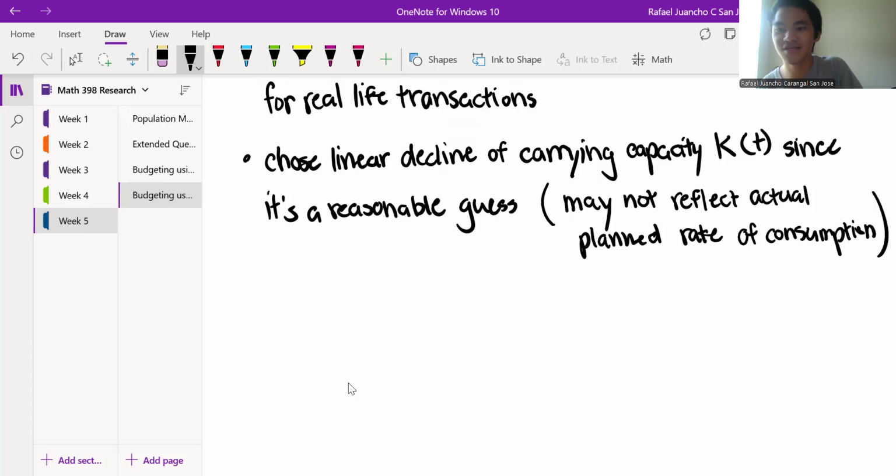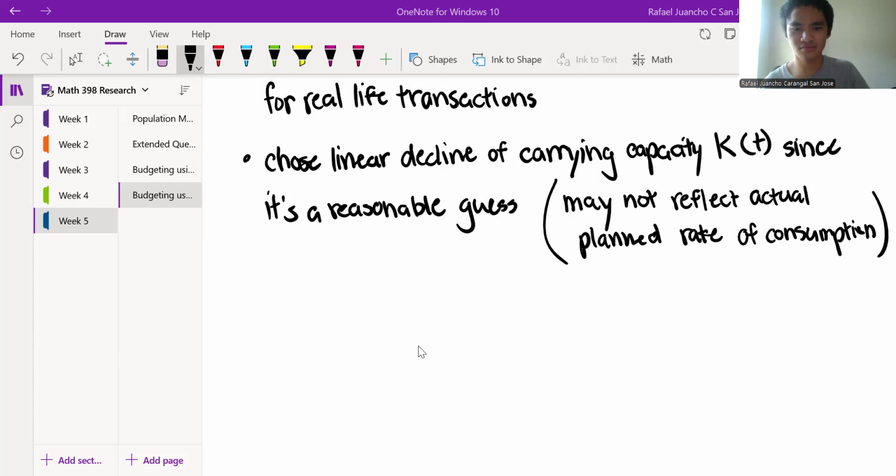Because definitely that's very unrealistic, I would say. So again, just to reiterate my point, we cannot consistently spend the same amount of money per day. Sometimes we don't spend at all, sometimes we spend more than we usually spend, stuff like that. It's just not realistic.